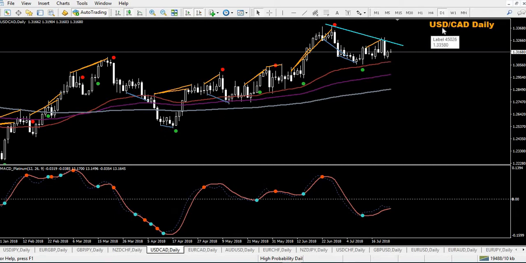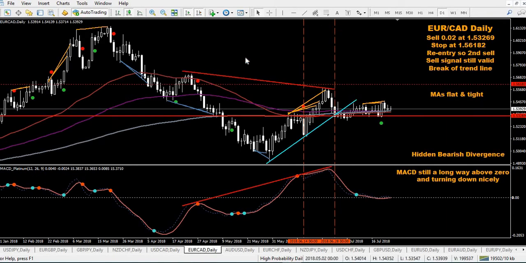Like I've been talking about lately, with the US dollar there is a lot of uncertainty. Euro CAD, this is a sideways beast. I'm in a sell here. That first one was a first sell, I was stopped out. This is a re-entry. So now look at it, it's going nowhere. I've even had a blue dot on the MACD, it was above the zero level.